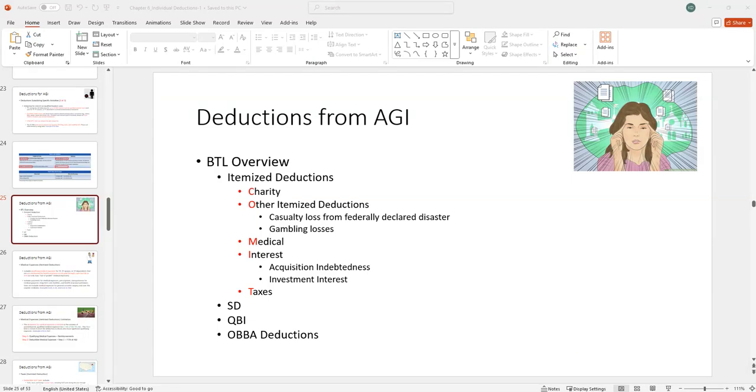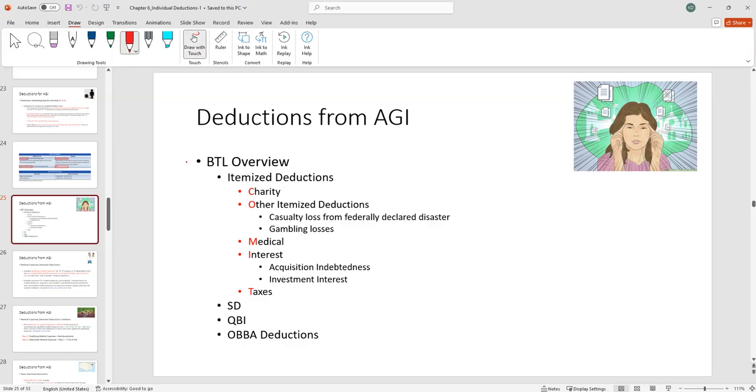This is going to be the second video for chapter 6. We're picking it up here and starting to look at below the line deductions. We start with our AGI. Then we have that kind of fork in the road: are we going to itemize or take the standard deduction? In addition to that, you get the QBI deduction. In addition to that, there are these big, beautiful bill deductions. We're going to start with the itemized versus standard deduction.